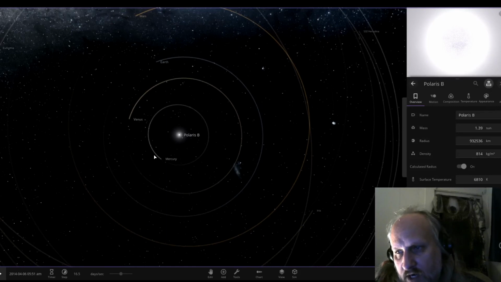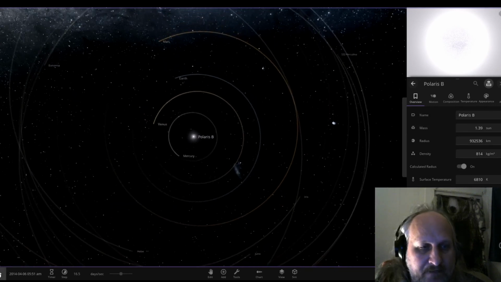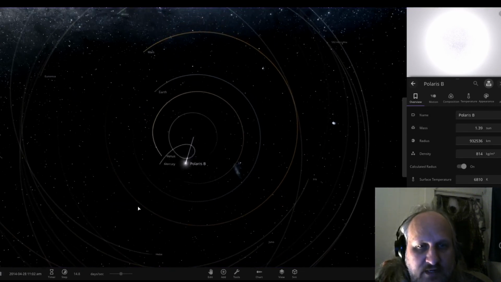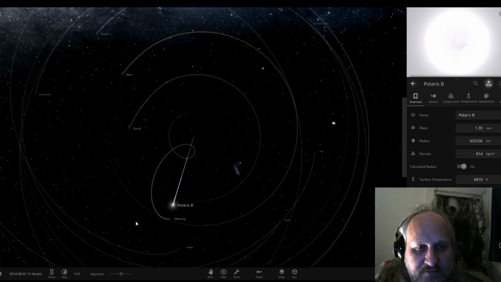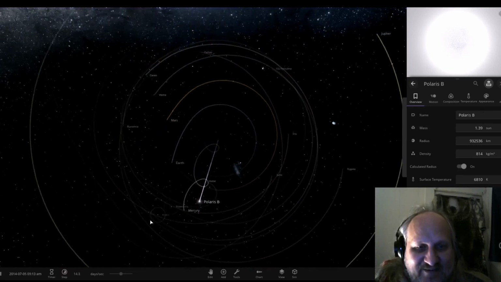So this is Polaris. This is actually a little bit bigger than our sun. It's 1.3 the mass of the sun. So let's see what happens here. Oh, that really did a thing. So that didn't work out so good either.